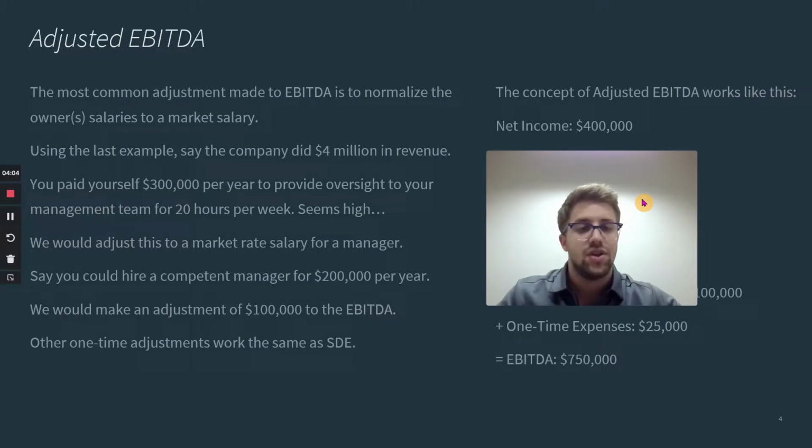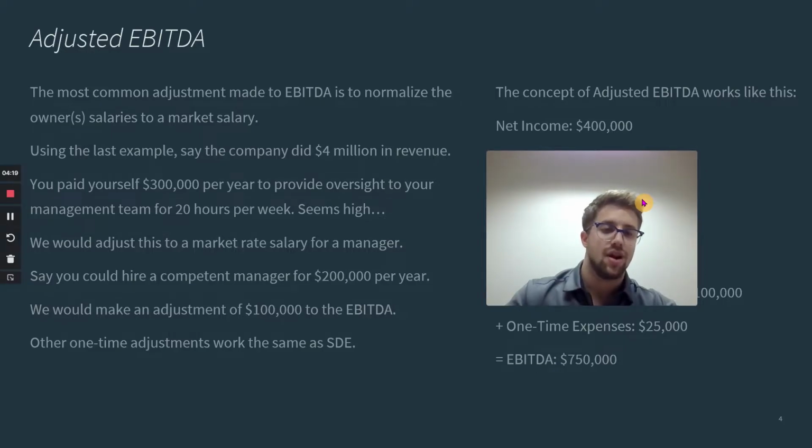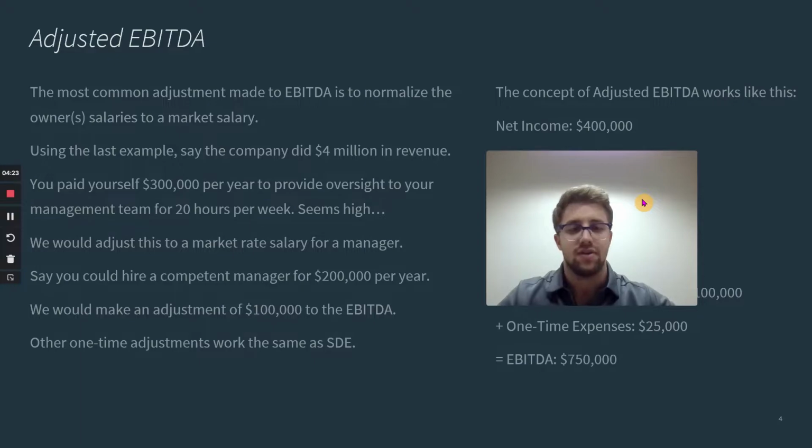As a valuation specialist, what I would choose to do is lower that $300,000, which raises the EBITDA by adding back that salary to make it a more fair salary for the position that's being done. In this case, we could say a competent manager to do that role would be $200,000 a year. So we're going to add back that $100,000 into the EBITDA.